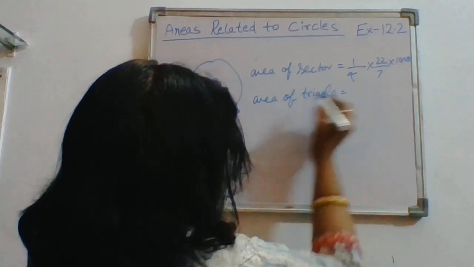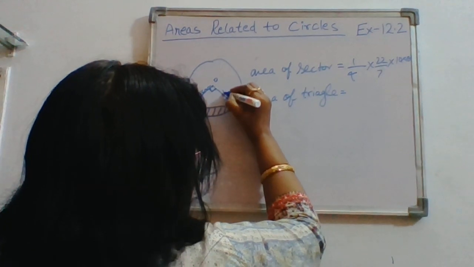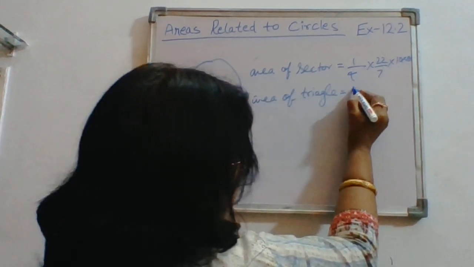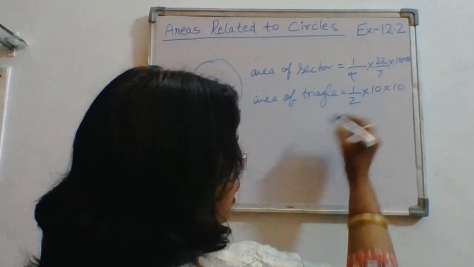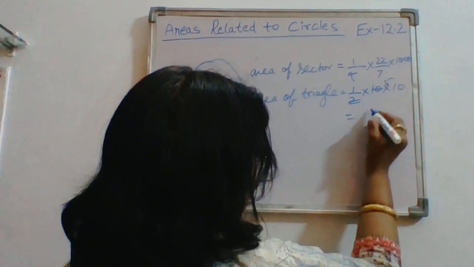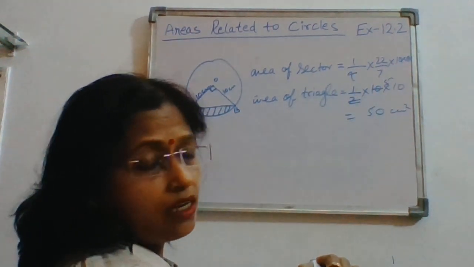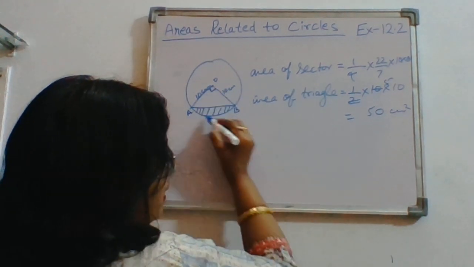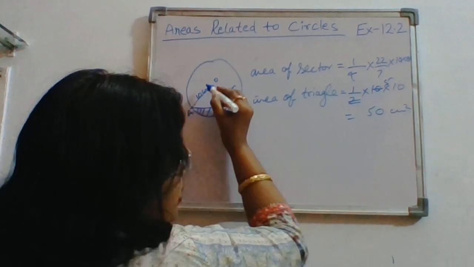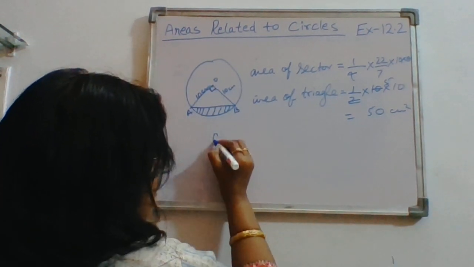Area of the triangle: as it is a right angle triangle, the base and perpendicular are both 10 centimeters. So the area of the triangle is half base into its corresponding height. Calculating this, we have the area of the sector and the area of the triangle. From the area of the sector, we will subtract the area of the triangle, and we will get the area of the segment.